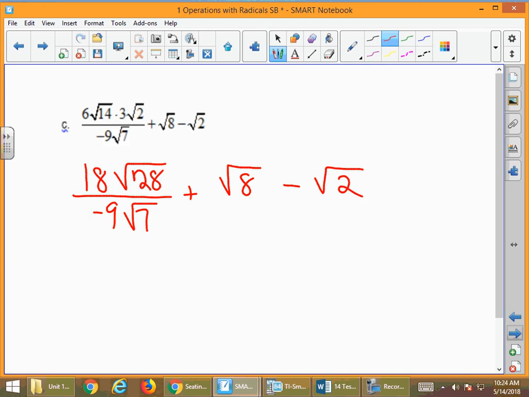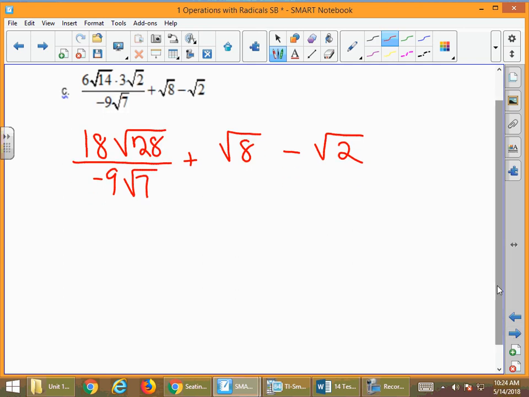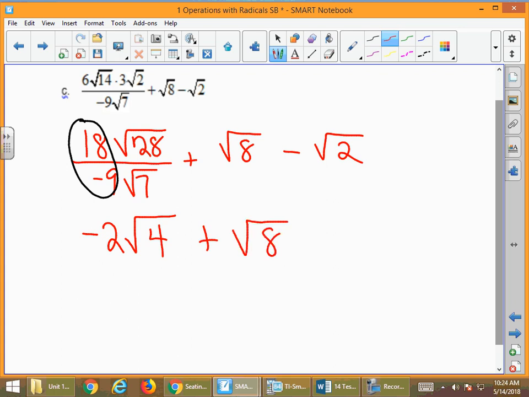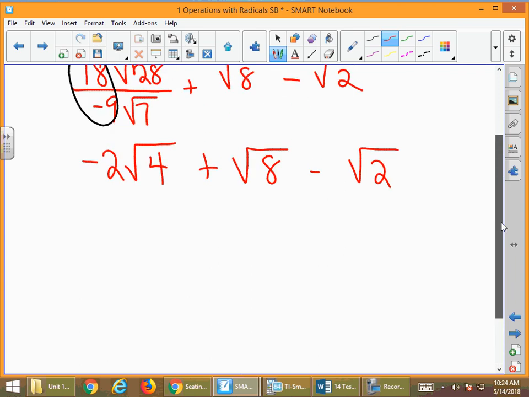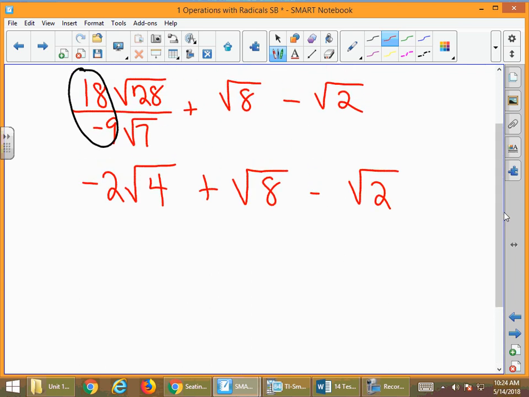But remember, in terms of our order of operations, multiply and divide before we add and subtract. So the next part is that we are going to divide. And divide here. 18 divided by negative 9 is negative 2. Square root of 28 divided by the square root of 7 is the square root of 4. And now we can go back and simplify. Well, what is the square root of 4? It's 2. This can be negative 2 times 2.